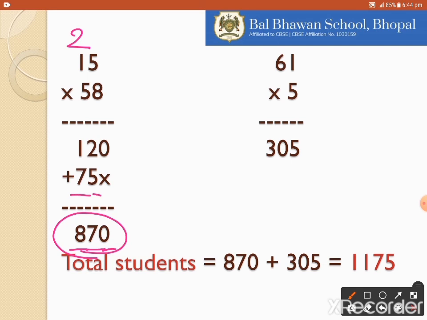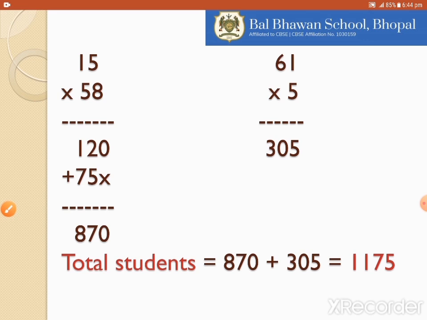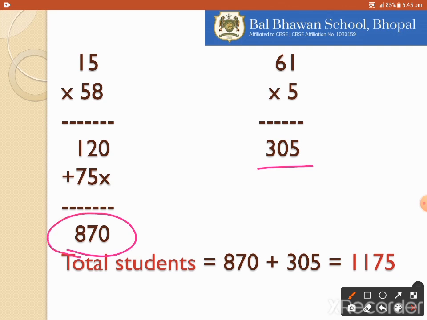Now let us calculate for the remaining 5 buses. For this we are going to multiply 61 by 5. 5 1s are 5 and 5 6s are 30. So we have 305 students in the remaining 5 buses. So the total number of students will be the sum of the number of students in 15 buses and the number of students in 5 buses. It means you are going to do addition. So you will get 870 plus 305. That will give you 1175 students in all that went for the picnic.